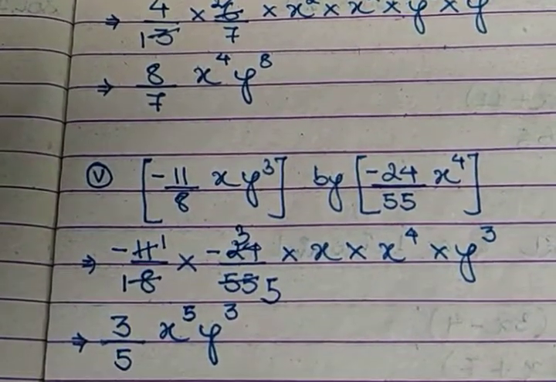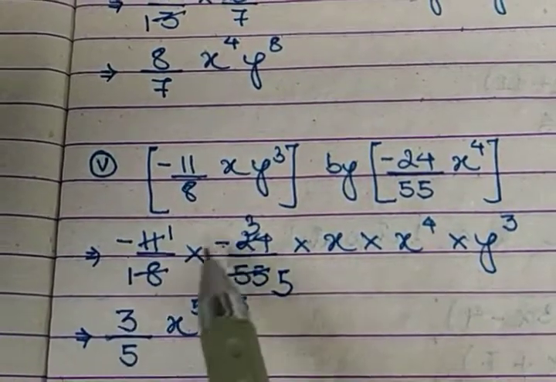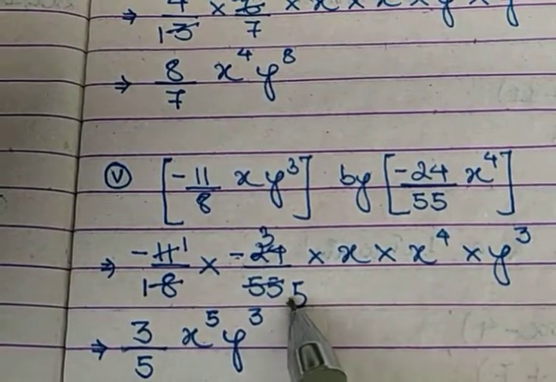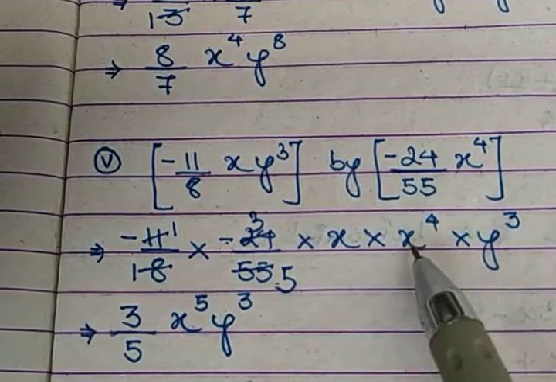In case of multiplication, the sign multiplies first, we know that, isn't it? So minus and minus, it's plus, no need to mention plus. What do we have in the numerator? 3 left. In the denominator, 5 left. x into x to the power 4, we know the powers will be added.